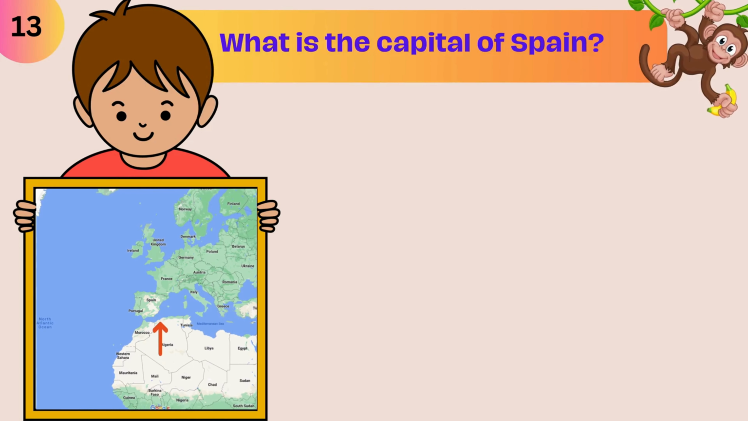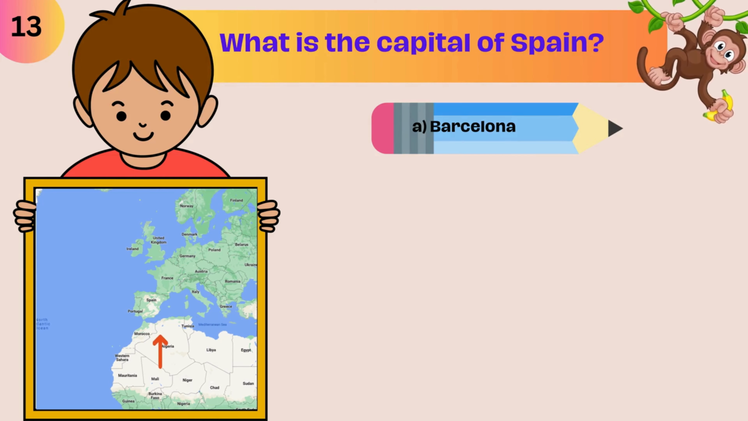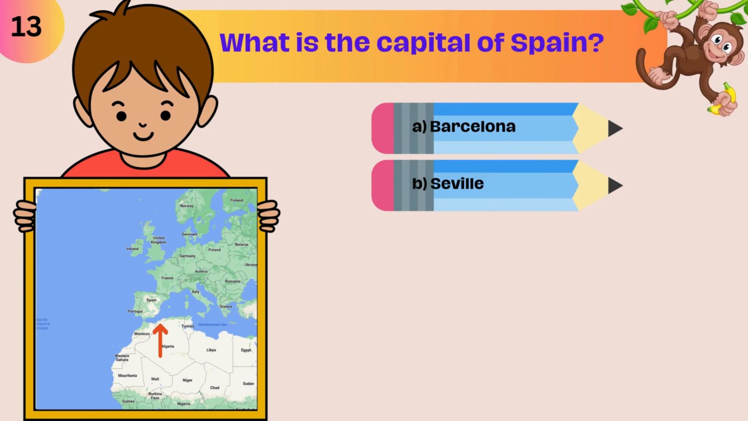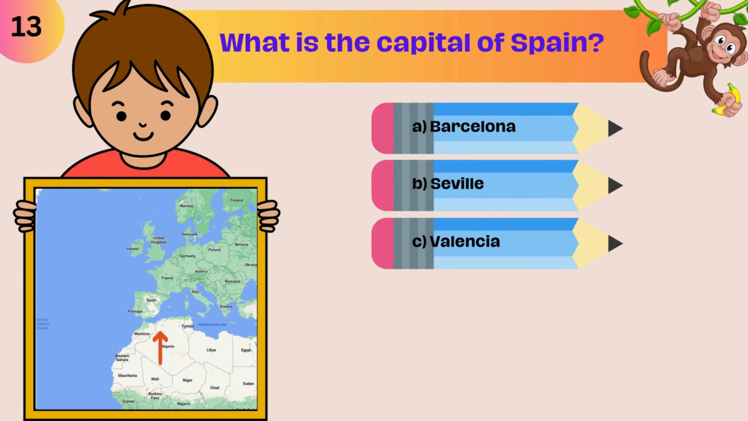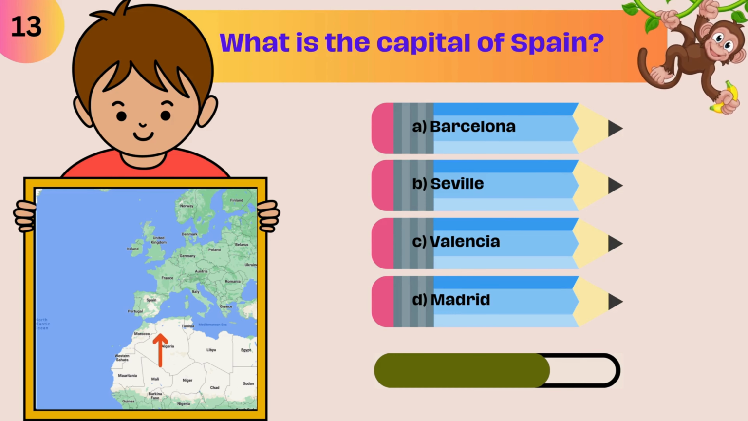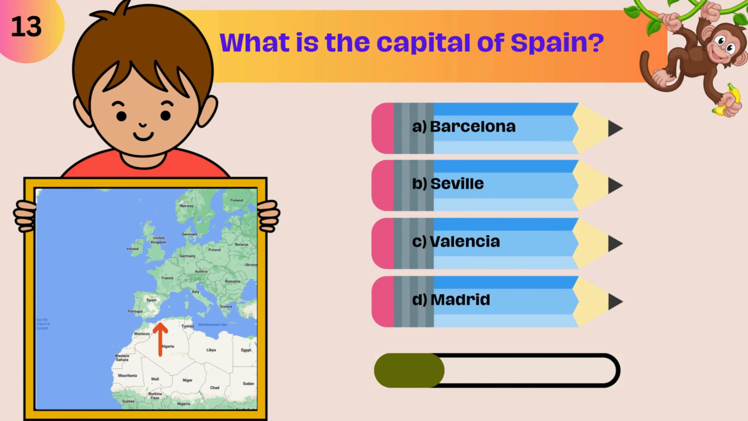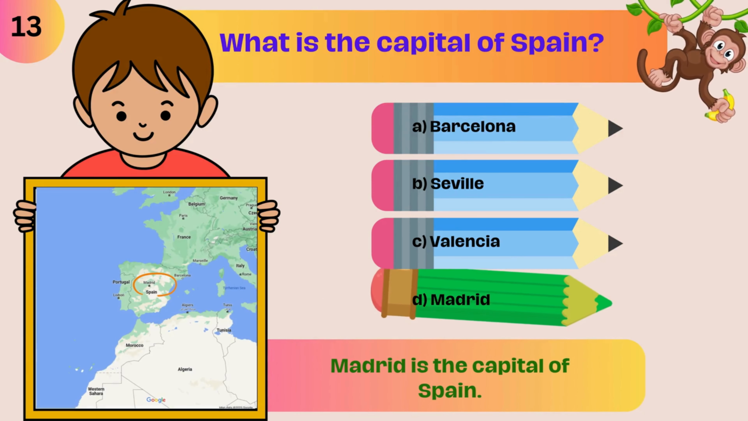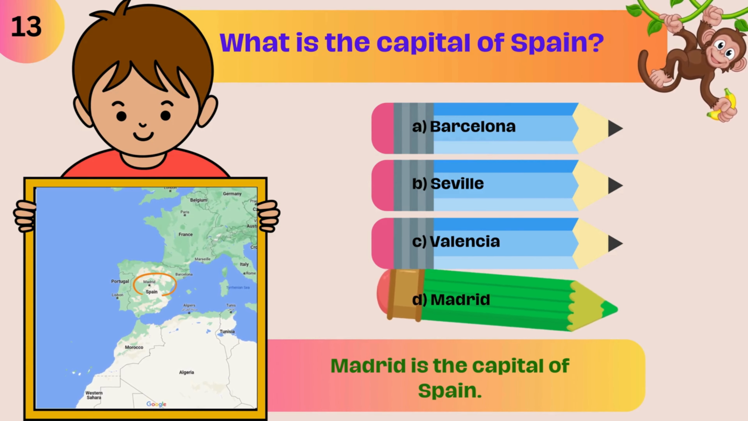What is the capital of Spain? A. Barcelona. B. Seville. C. Valencia. D. Madrid. The right answer is D. Madrid.